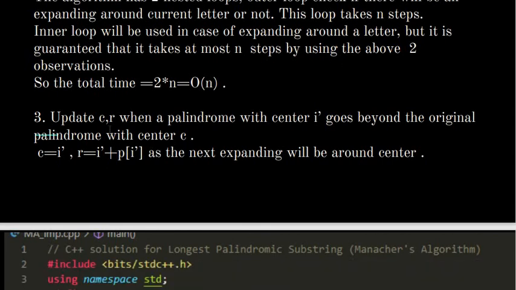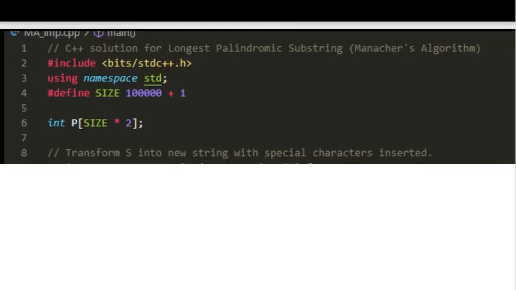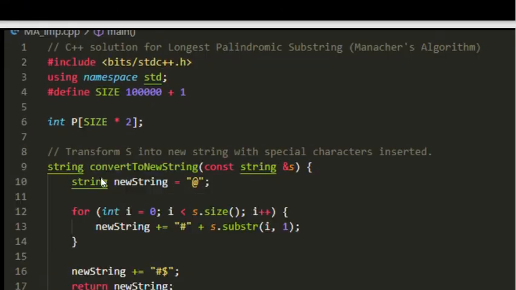So when do we update the center? When the second palindrome goes beyond the limit of the first palindrome. When a palindrome with center I dash goes beyond the original palindrome, then we update the center. The new center becomes I dash, and the right limit becomes the index I dash plus the value at this index. That is the code for this algorithm.